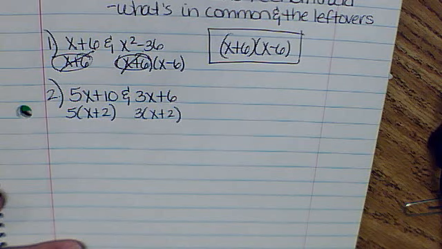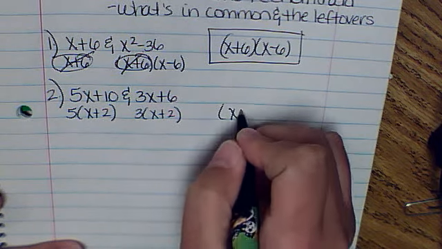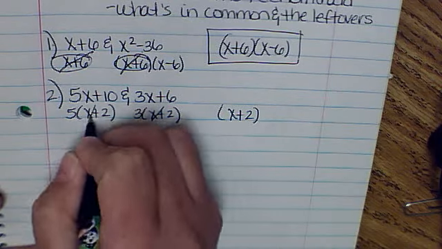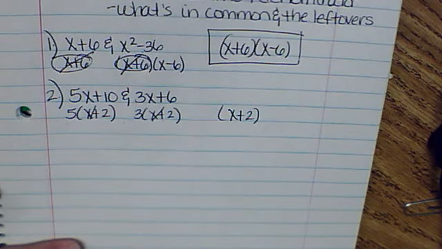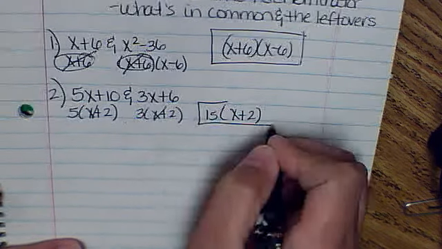So our common denominator is what they have in common. They both have an x plus 2. Now the leftovers are 5 and 3. So I multiply those two. 5 times 3 is 15. And there's our common denominator.